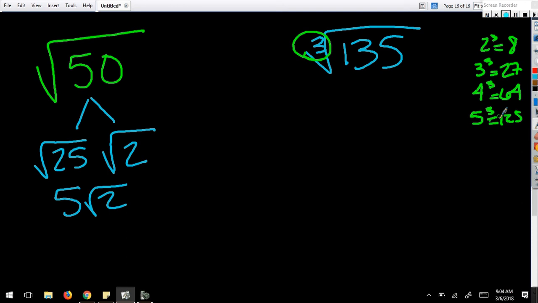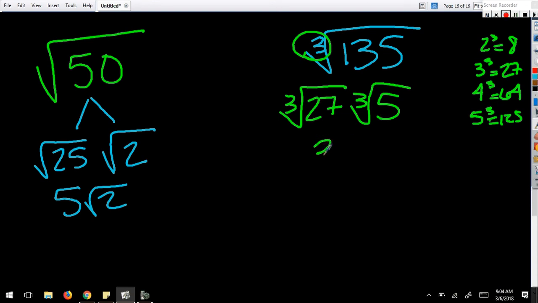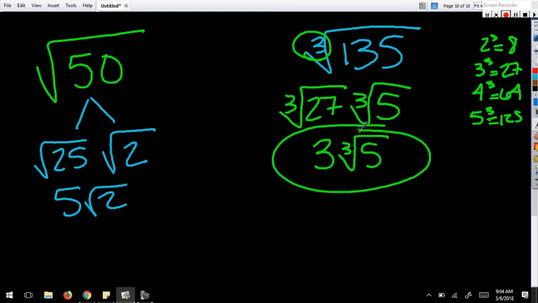It's 27. You're absolutely right. And whoever said 5 is right. I just didn't call you on it because it wasn't a perfect cube. It's 27 and 5. Who said 5? Bobby. So this is 3 cubed root of 5. Now it's simplified. Same process. The only difference is instead of square roots, I'm looking for whatever this number is out here. I'm looking for a power of that number to go into it. Does that make sense? We just find one of those numbers that works and split it up, just like we did with square roots.